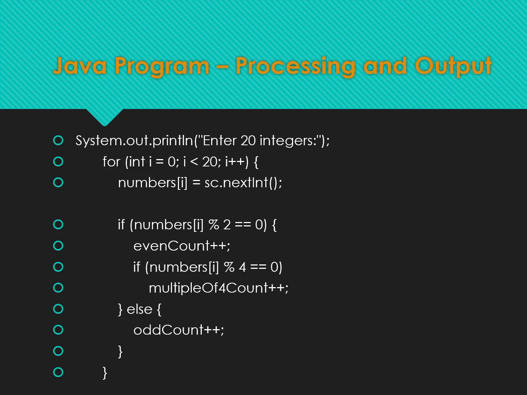In this part of the code, we use a for loop to read 20 integers from the user and store them in the array. Inside the loop, we use nextInt to take input for each index of the array. Then we check if the number is divisible by 2.